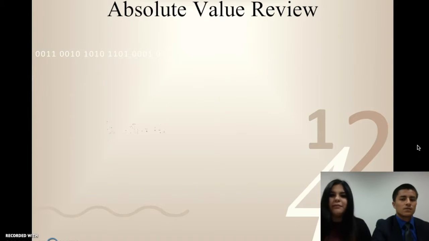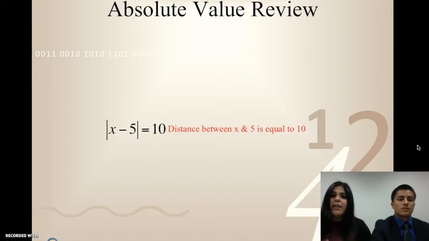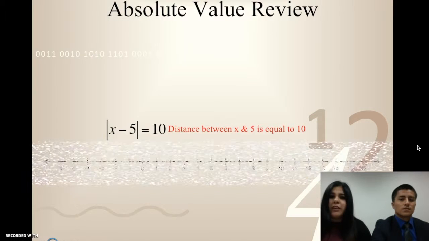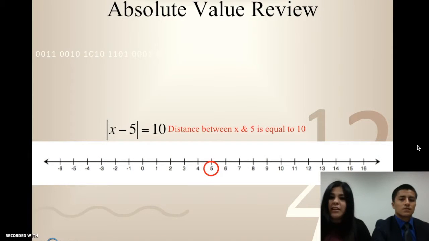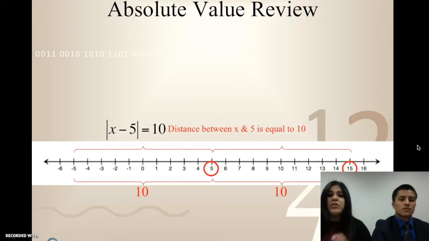Therefore, it's 5. Now, when it comes to equations, it's a little different. We read it as the distance between x and 5 is equal to 10. So on a number line, we'll put 5, and we'll count 10 spaces to the right and 10 spaces to the left. This is what the equation is reading above. So we'll count and we'll get -5 and 15. From -5 to 5, we have 10 units, and from 5 to 15, we have 10 units as well. So our answers will be -5 and 15 for this equation.